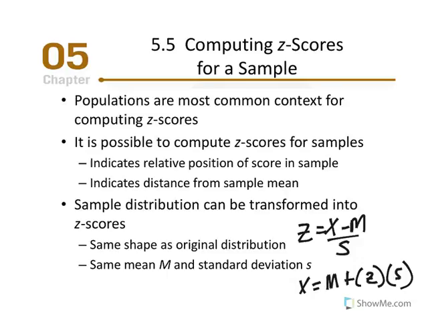A sample distribution can be transformed into Z-scores. Again, the shape of the distribution remains the same, and we have the same mean and standard deviation, M and S. If we convert all X values of a sample into Z-scores, then the mean of the distribution is still 0 and the standard deviation is still equal to 1.